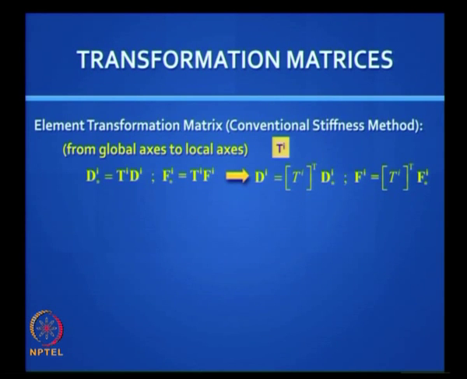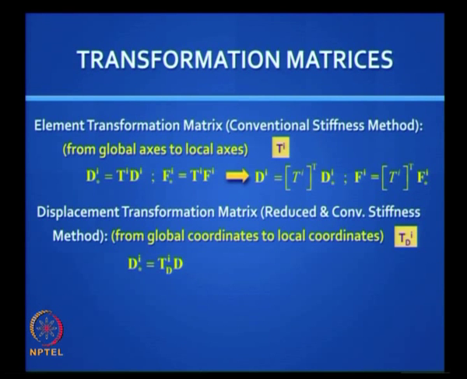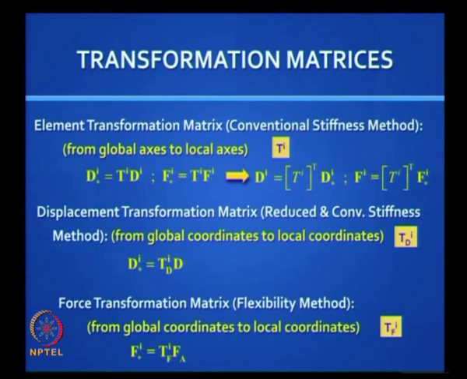Remember I told you about 3 transformations. This one we finished, you have studied this, we know how to do the transformation using Ti. The second one is using the displacement transformation matrix. This is the way when you do the reduced element stiffness method, which we are going to study next, but you can use the same idea in conventional stiffness method, and in the next class we will look at flexibility method, where instead of a displacement transformation matrix you have the force transformation matrix. It will all fall into place.